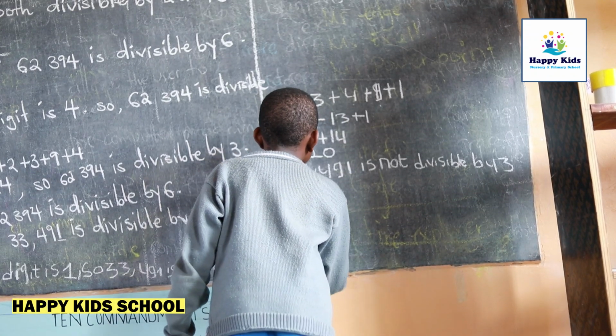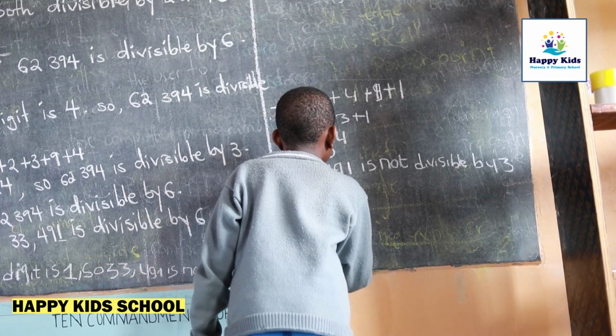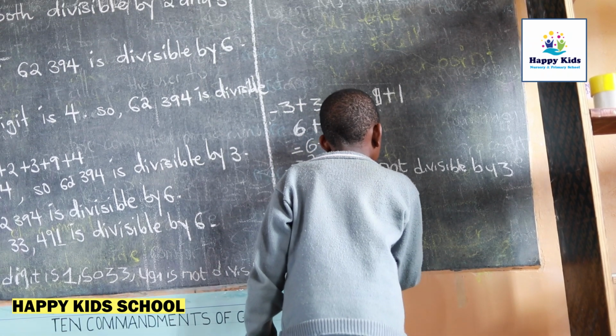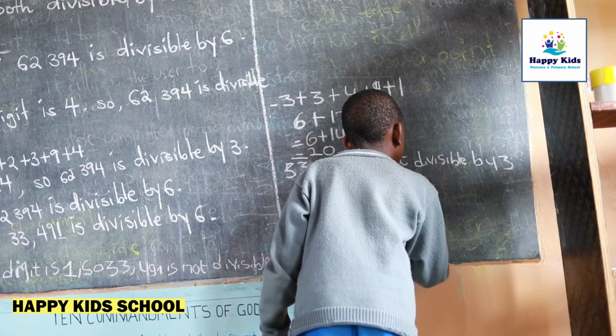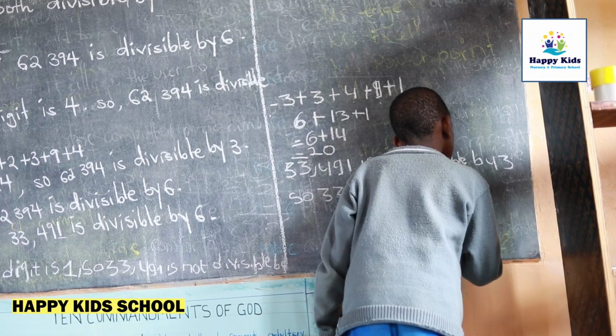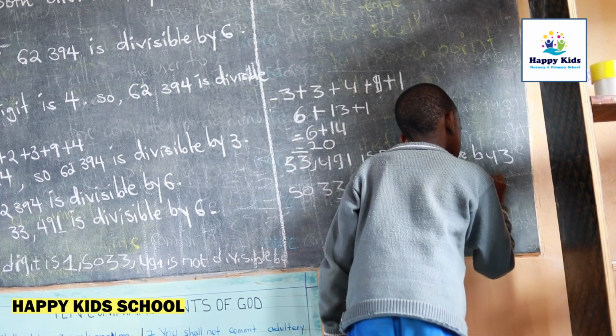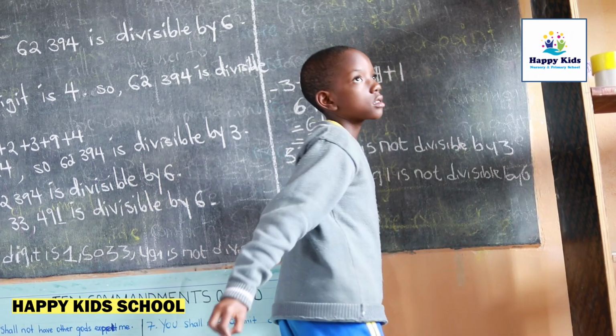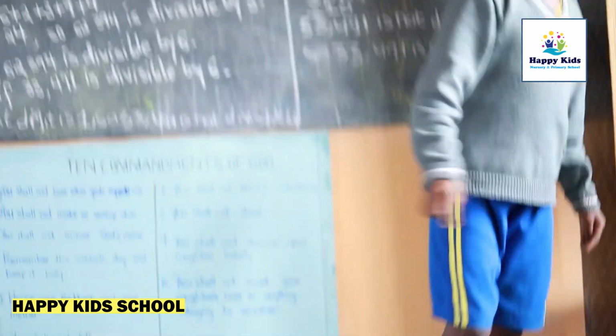So it means that 33,491 is not divisible by 6. So let us clap for her. 4 claps.